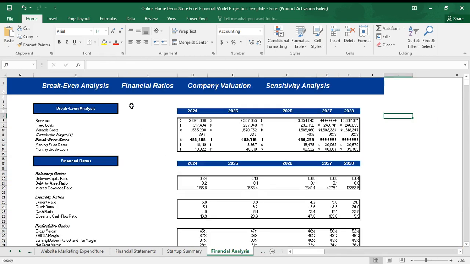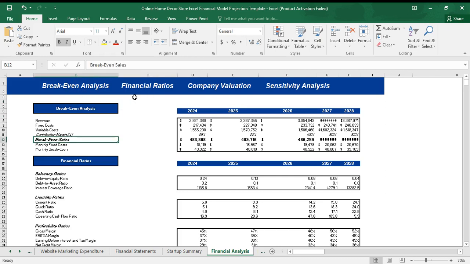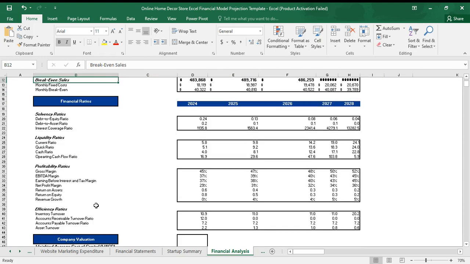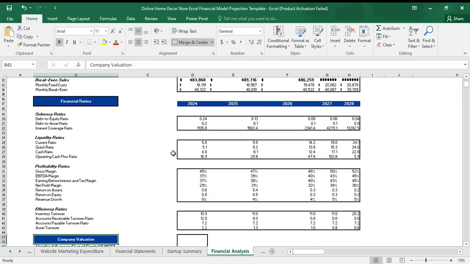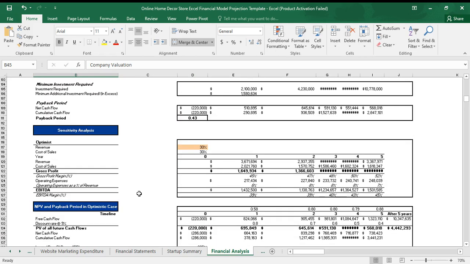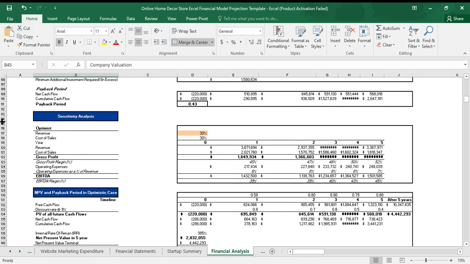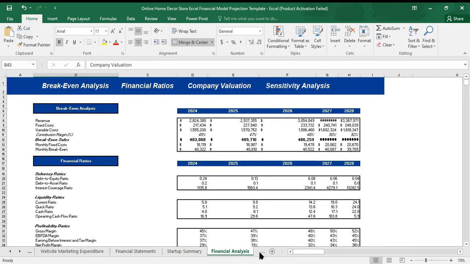In the financial analysis sheet, we have included four different types of analysis. Break-even analysis, which calculates the break-even sales point. We have financial ratios, that is solvency ratios, liquidity ratios, profitability ratios for each year for comparison purposes. And then we have company valuation, where we have calculated the NPV, IRR, ROI and payback period of the business. And then we have sensitivity analysis, both optimistic and pessimistic cases.